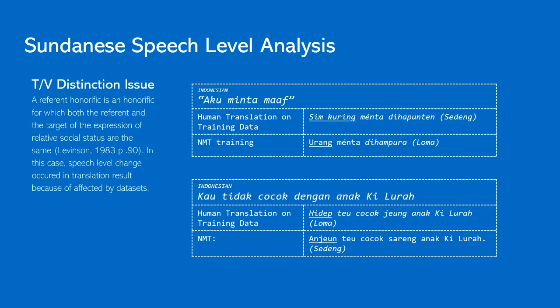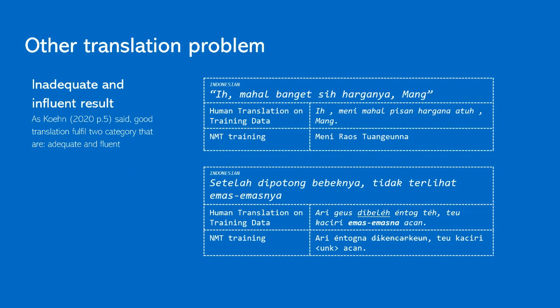Lastly, in our findings, because of the small dataset, we certainly also have a problem with the adequacy of translation. In the first example, we find that the translation result is completely out of meaning, and there is no related word at all. Mahal banget sih harganya, Mang, in Indonesian semantically implies that something is too expensive. On the contrary, the result sounds meniraos tuanganana, that implies the food is very delicious, so there is no correlation at all.